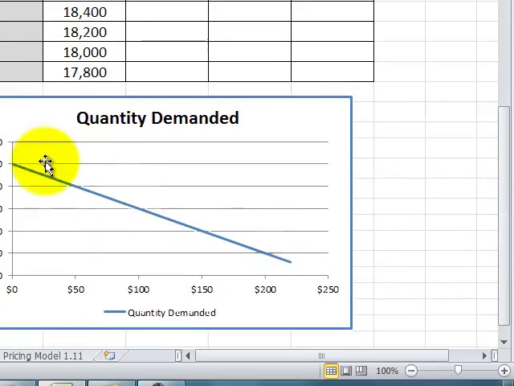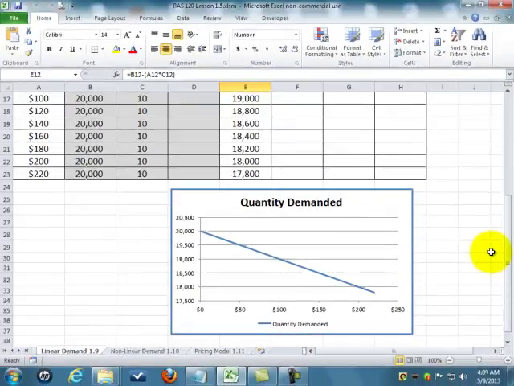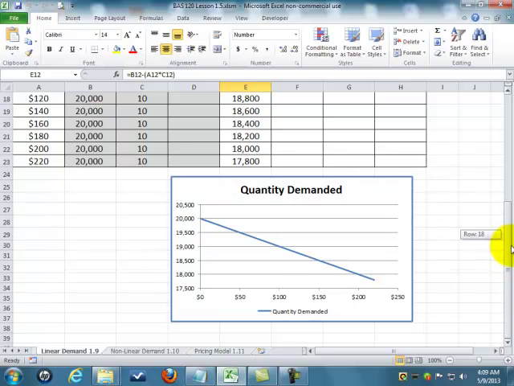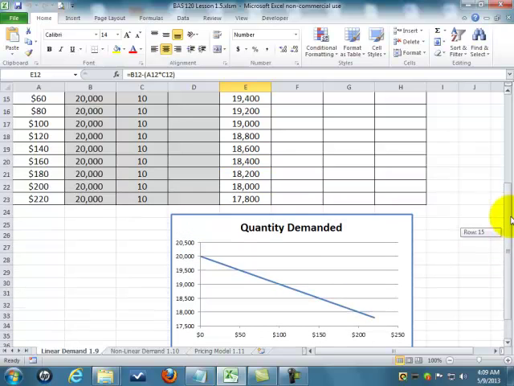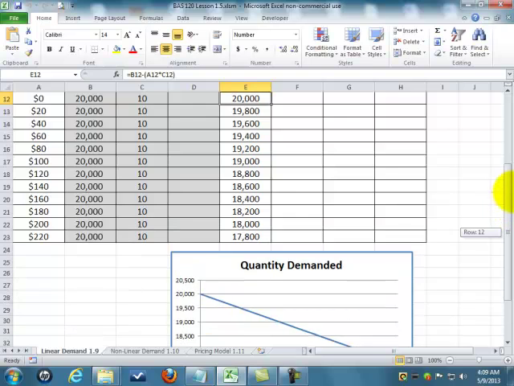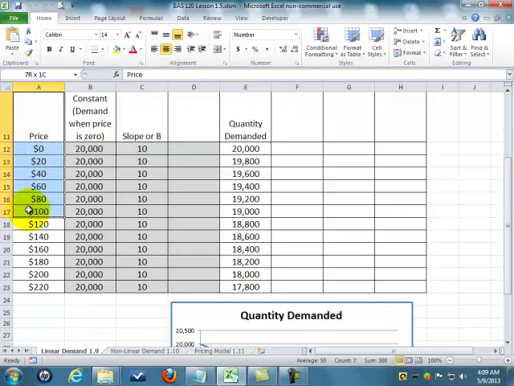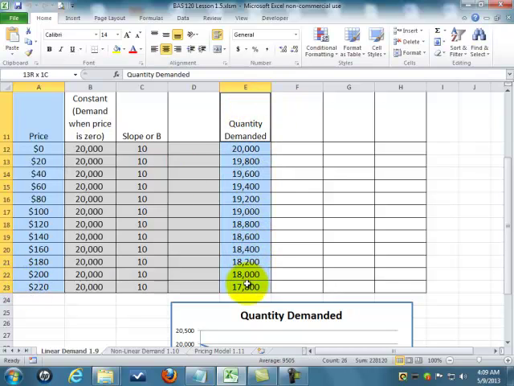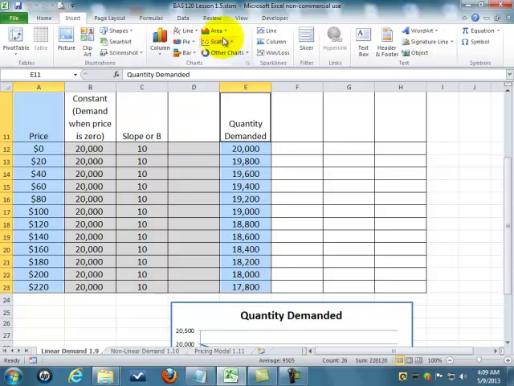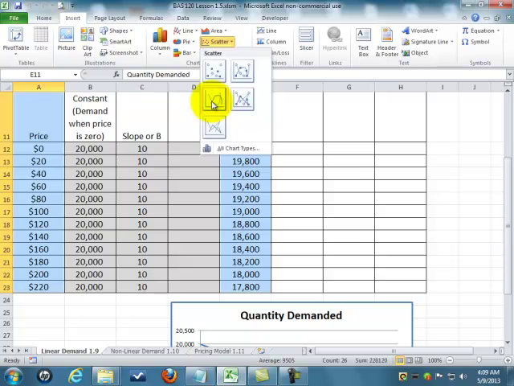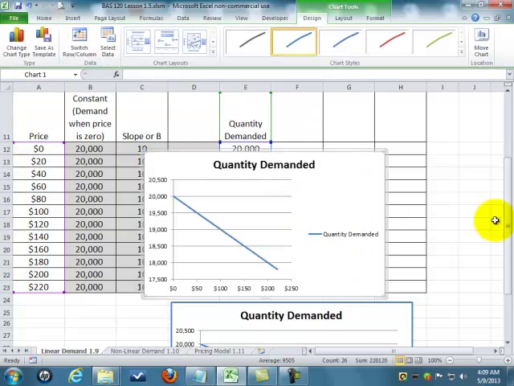And you've got a handy little chart here that you can do in Excel, which automatically makes it. Let me show you how to do that once again, just as a reminder. Anytime we want to make a chart, we can highlight our x-axis, press the control key, and highlight our quantity demanded, and then just go up here to insert, scatter plot. I'm going to use a line. You have lots of options, and there it is.